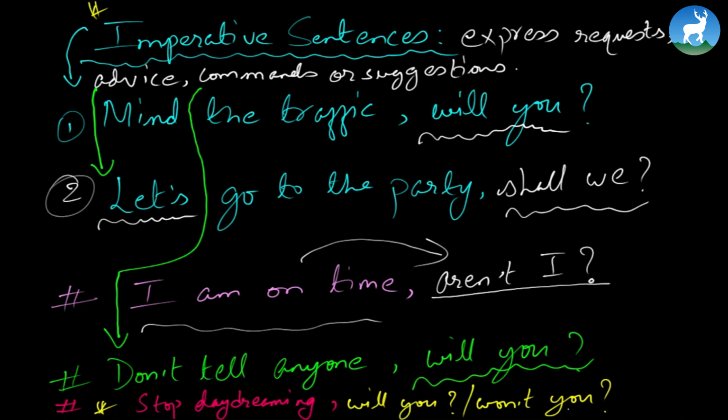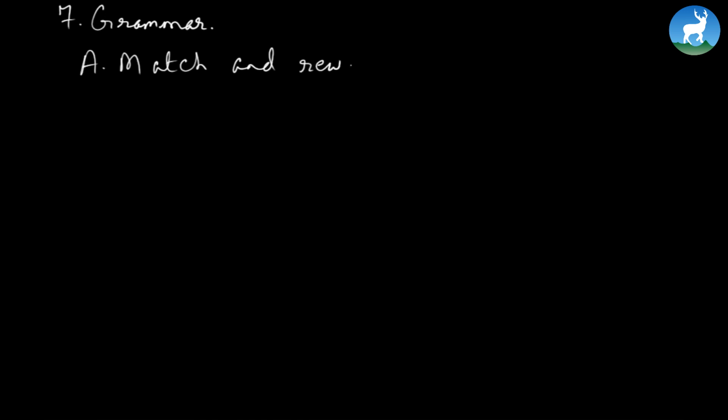Now let's start with the examples given in the book. Okay, now here you go. In the book, it's number 7, grammar, and it's very simple actually. It is match and rewrite. To begin with, number 1, he's sleeping. He's having options on the other side. It should be very easy by now. It's a negative statement, must have a positive question tag, see?